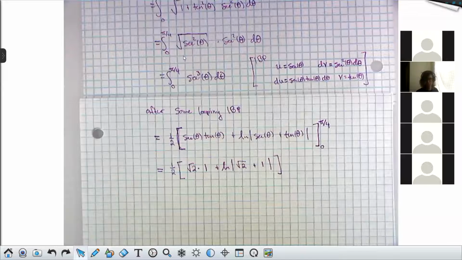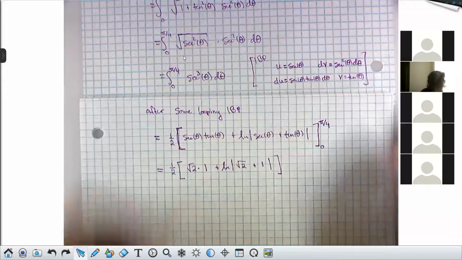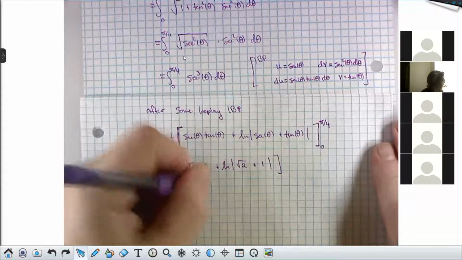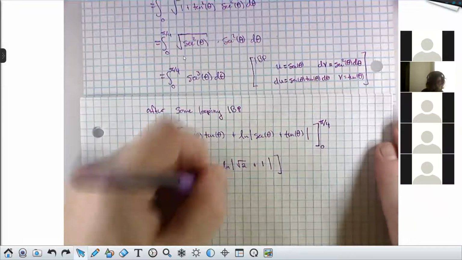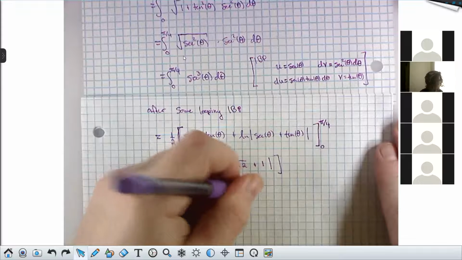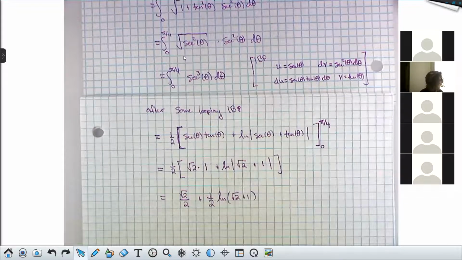So this would be your arc length. I'll distribute the 1/2. You have root 2 over 2 plus 1/2 natural log of root 2 plus 1. Root 2 plus 1 is positive, so I can ditch the absolute values.